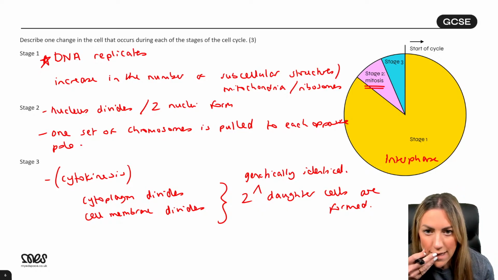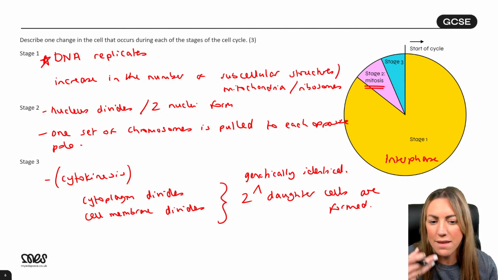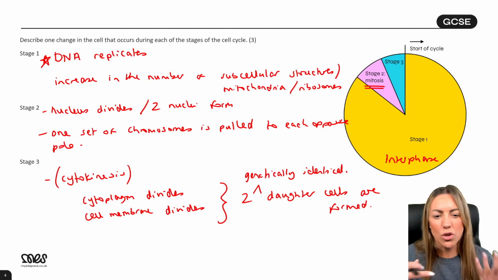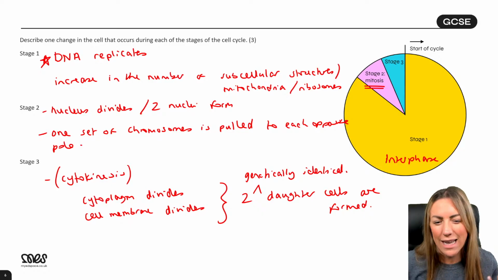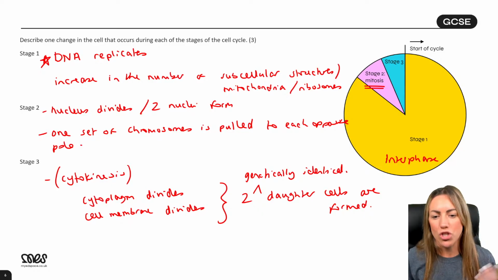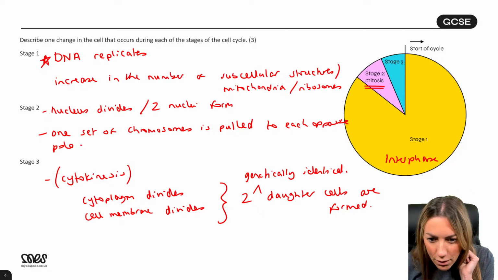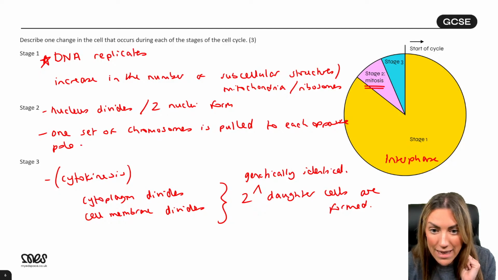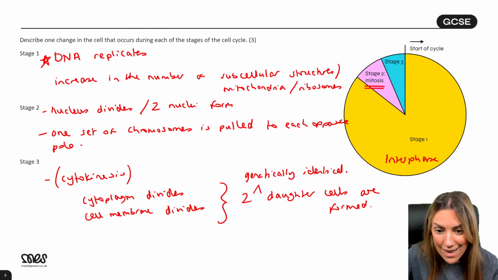Do the number of subcellular structures double, or do they just increase randomly? I don't think they specifically double. I think they just increase in number. But you could also say things like mitochondria replicate or ribosomes replicate, or just that they increase in number. Okay. DNA replicates is fine. Mariam, DNA replicates. All chromosomes replicate is fine.